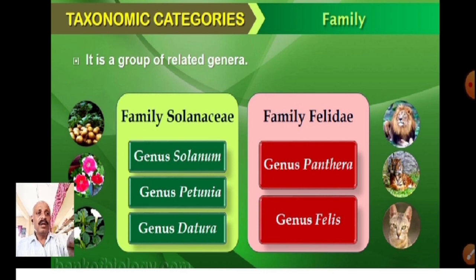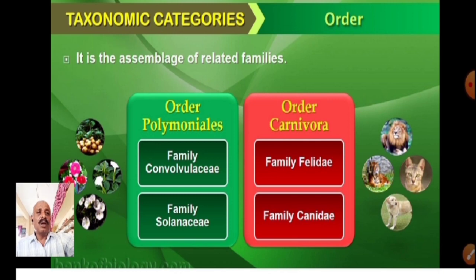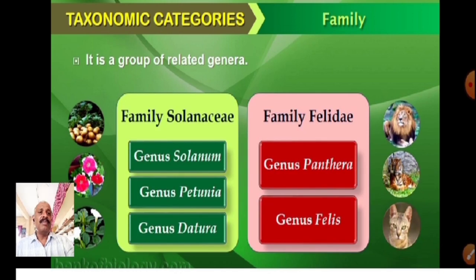Here the family Solanaceae includes genus Solanum, genus Petunia and genus Datura. These 3 different genera are kept under the same family because of some related characters. Like that, in family Felidae you are observing that Panthera and Felis are both kept under the same family. Because of related characters, it is very clear that family is a group of related genus or genera, plural genera.